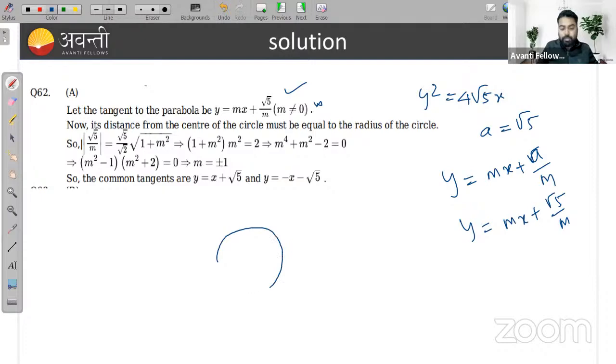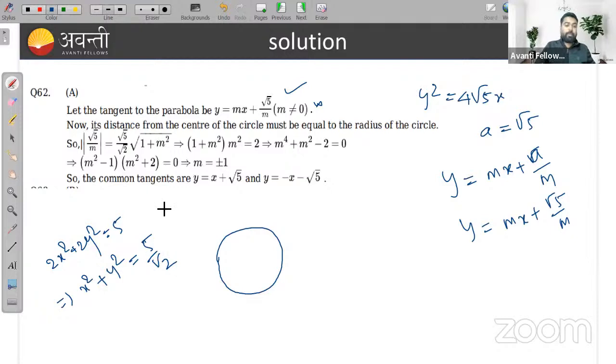What is given for the circle? That is 2x² + 2y² = 5. If you divide, this becomes x² + y² = 5/2. So the center is (0, 0). The center of the circle is (0, 0), and the tangent is a common tangent to both the circle and the parabola.